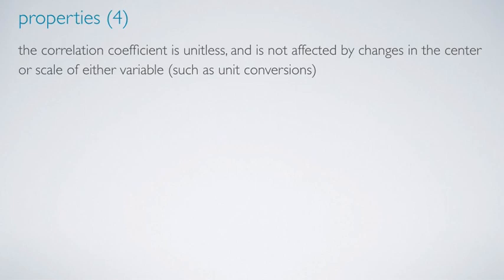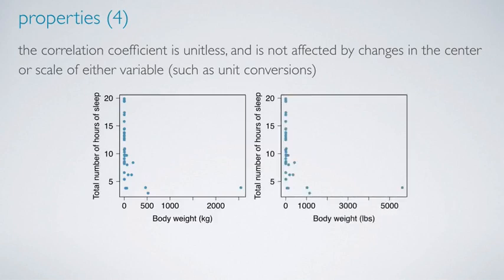Fourth, the correlation coefficient is unitless and is not affected by changes in the center or scale of either variable, such as unit conversions. So here we have two scatter plots. The data come from mammals, and on the y-axis we have total number of hours of sleep, and on the x-axis we have body weight of these mammals. The first scatter plot shows the body weight in kilograms, and the second scatter plot shows the body weight in pounds. And remember that 1 kilogram is roughly 2.2 pounds.